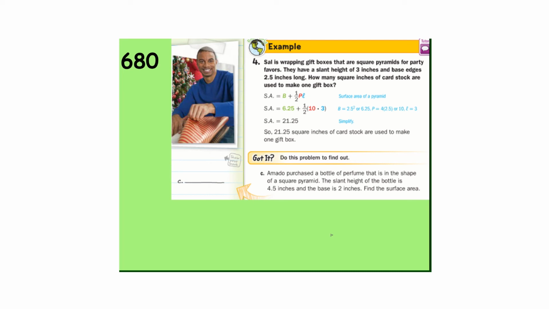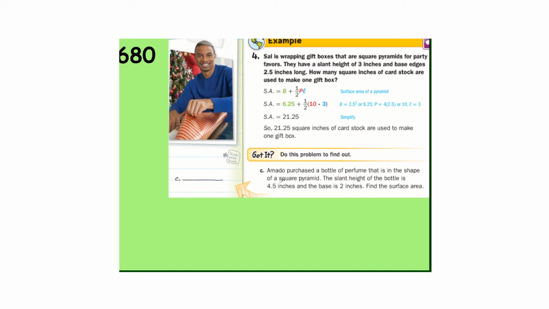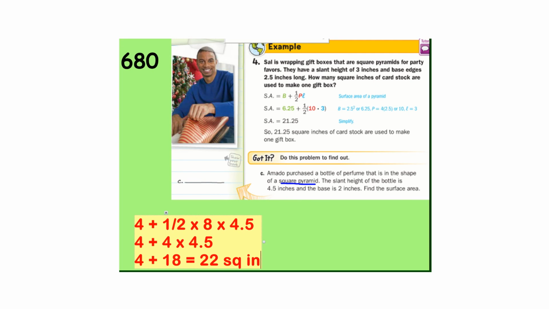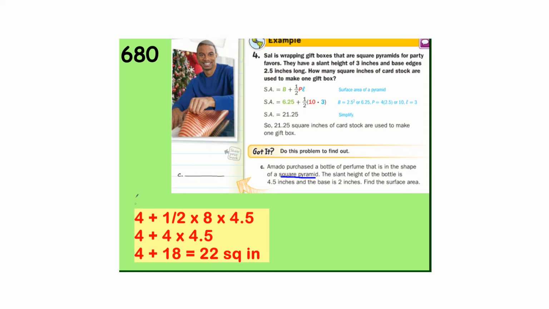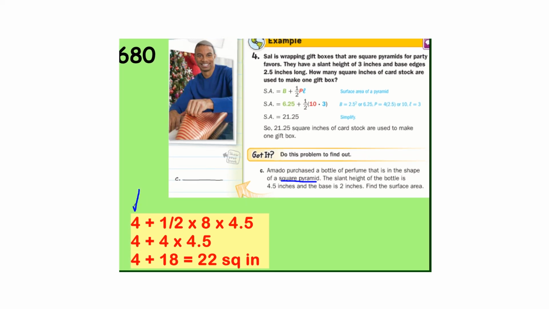Go ahead and pause the video. Try letter C, and that one is a square pyramid. Okay, I showed the work at the bottom here. The base of the square pyramid is 2, so 2 times 2 is 4. So that's where our 4 comes in here at the beginning. That's the area of the base.